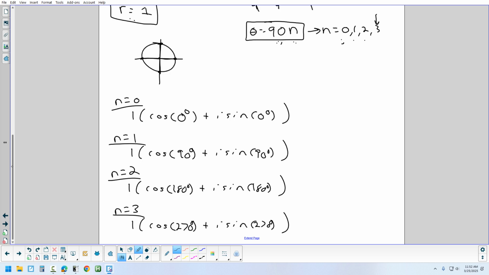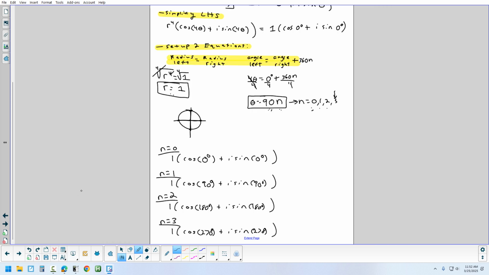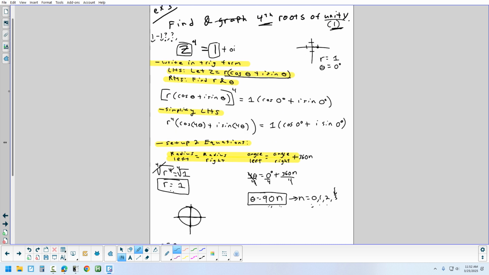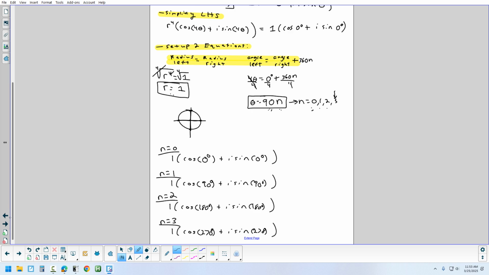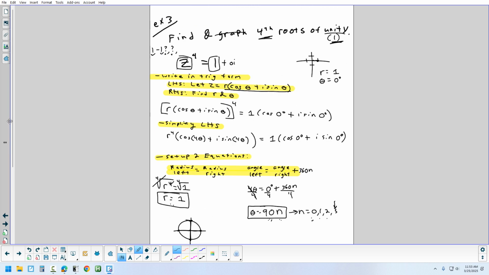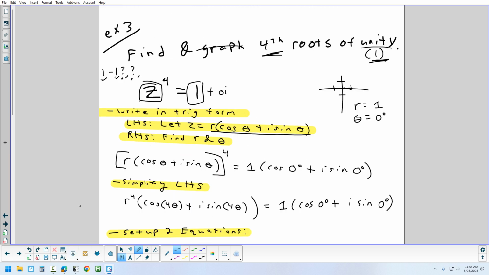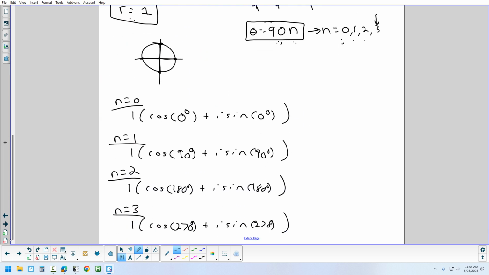Guys, it takes a couple to go through to get used to doing it, but the steps are exactly the same every single time. So you write your initial equation, put it in trig form, you simplify with de Moivre's theorem, and then you set up your 2 equations, and then you write your final answers. Okay, any questions how we got the 4 answers we got right there?